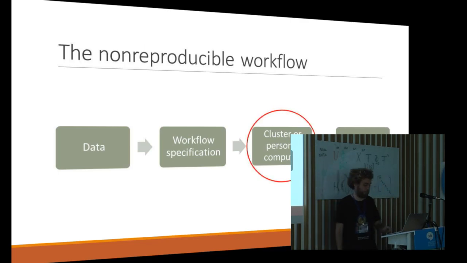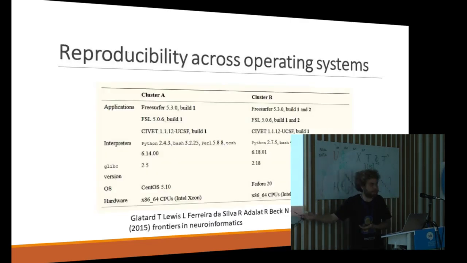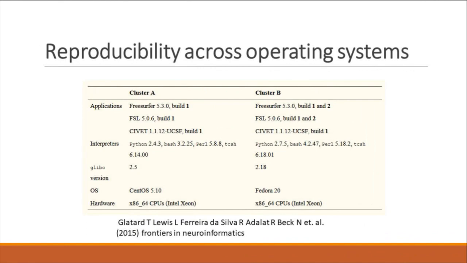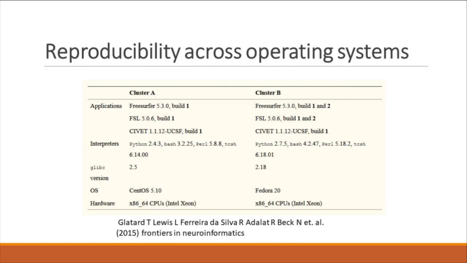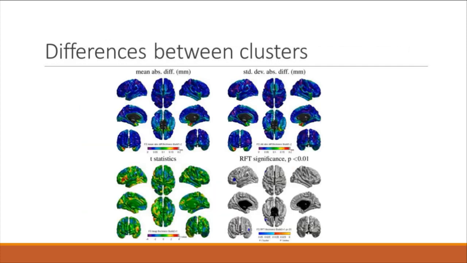And this is actually a problem, because there are some studies that have dedicated themselves to see this. And for example, in this one, where they did a FreeSurfer analysis, they found out that if you use two different clusters, okay, with the same FreeSurfer build, I mean, you can go through the spec, it's mostly all the same, but the difference is one is a CentOS, the other one is a Fedora. And then you find out that there are differences between measurements, and they are significant.